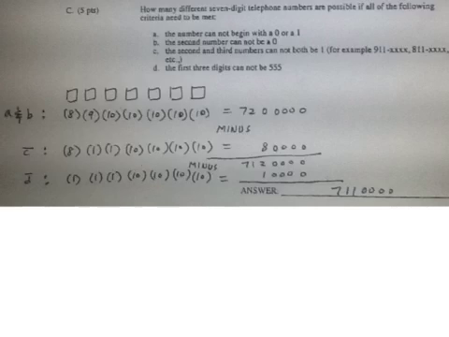So when I multiply those together, I'm going to get 80,000. So I'm going to subtract that from 720,000, and I'm going to get 7,120,000. And then I subtract out the limitations found in the letter D.